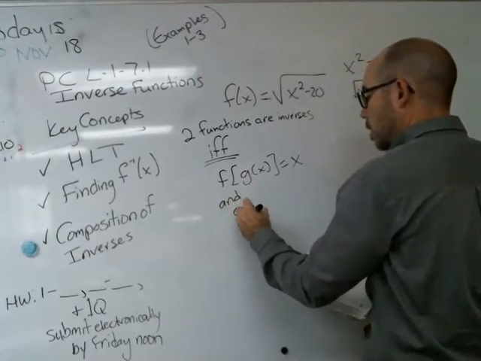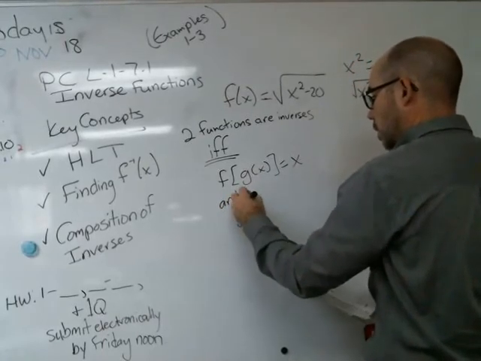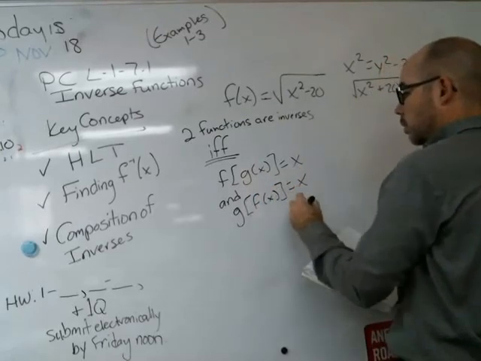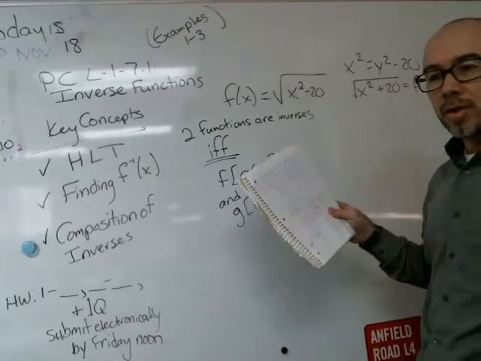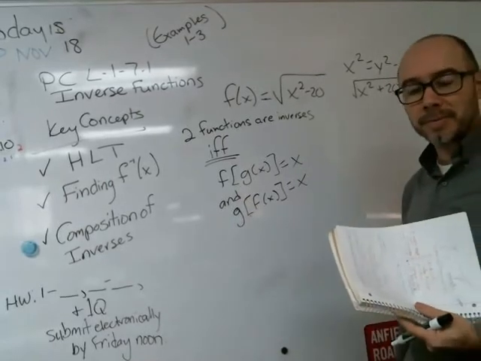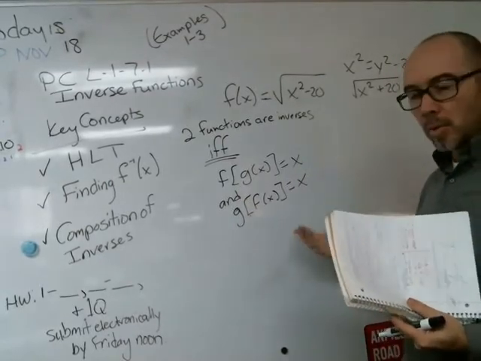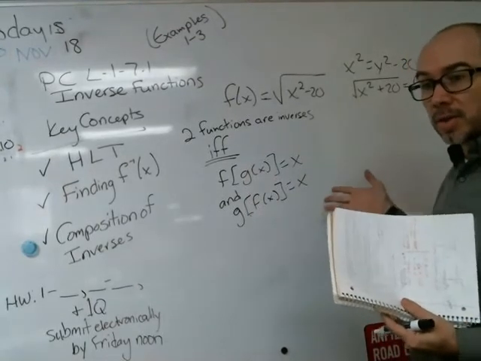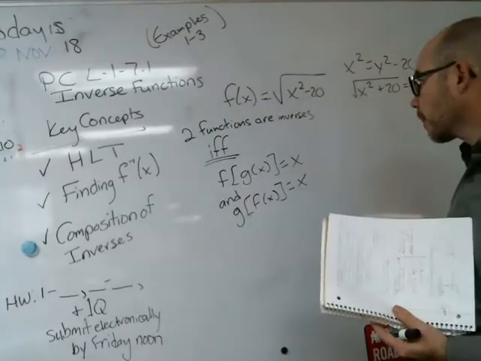And g of f of x equals x. That means you have to be able to compose these two equations, and out comes y equals x. Or you get x, just the line x, right?